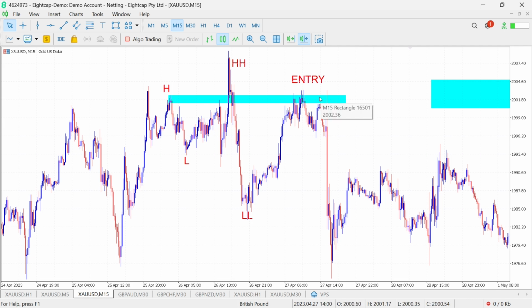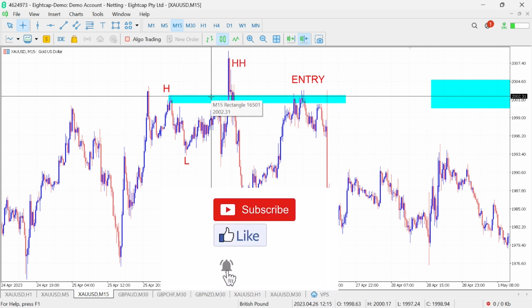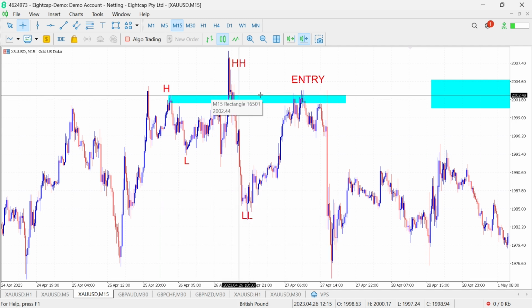So this is a very, very beautiful setup on gold. So we have the high, low, higher high, lower low, and your entry. So this is the 15 minutes time frame. There's something you guys should observe.